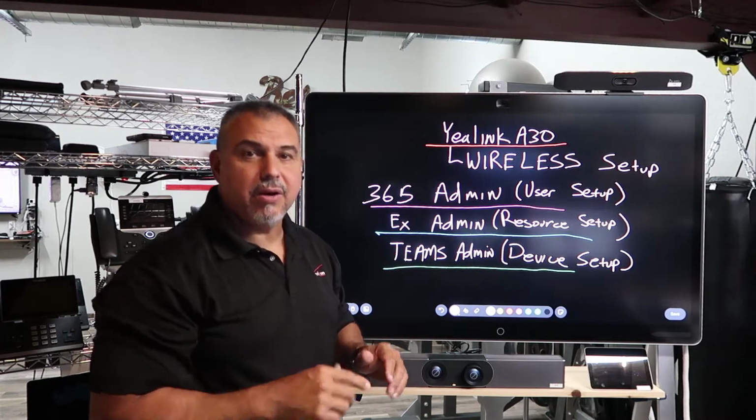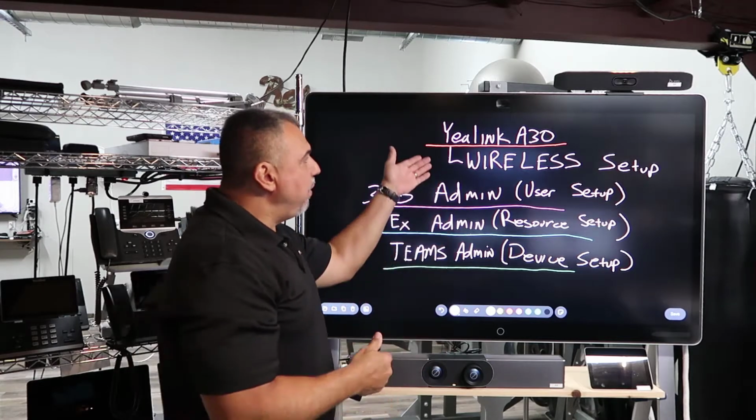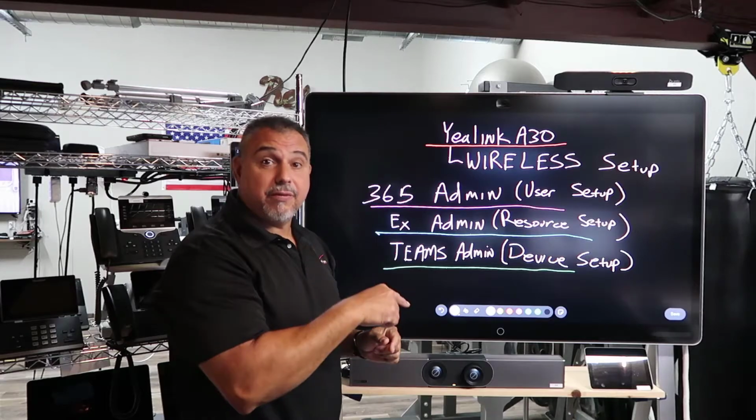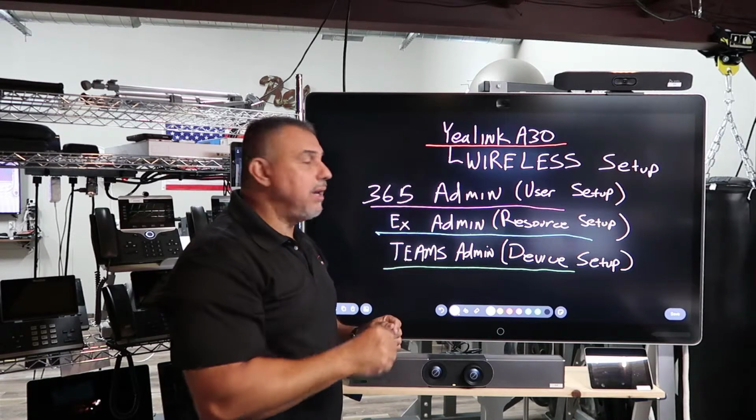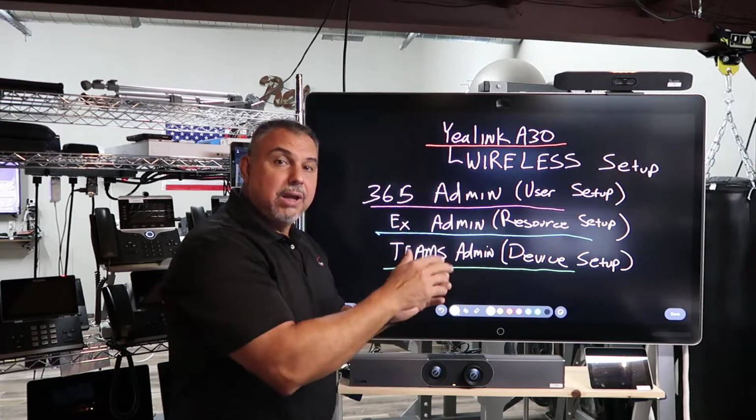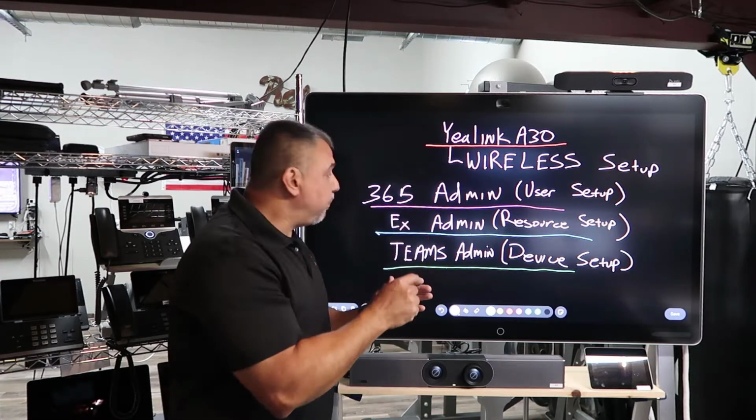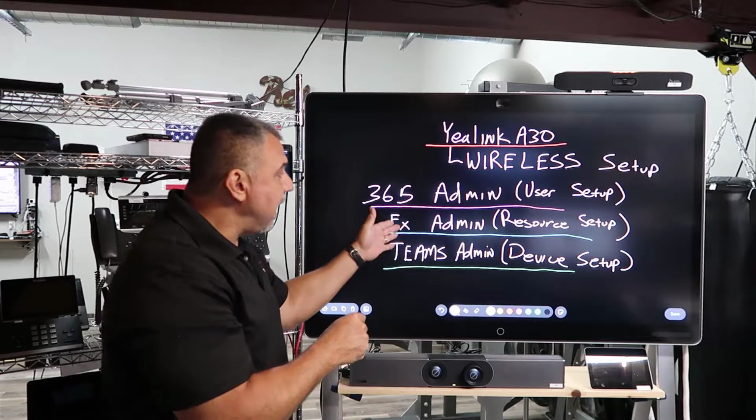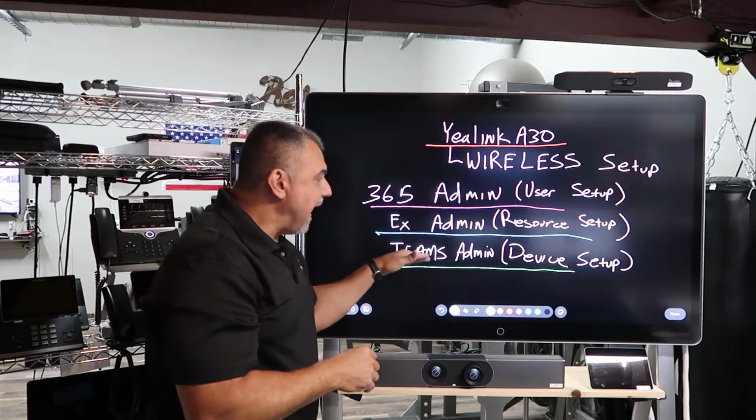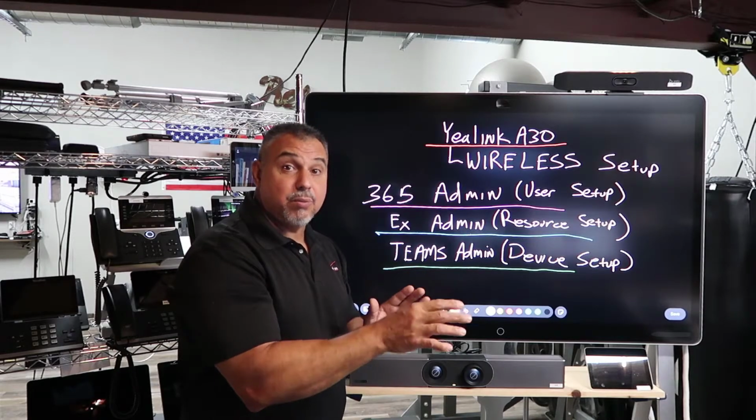What we're going to be doing here is what happens in the background, how we set it up from scratch, specifically the wireless setup. That's a little bit different than wired setup, and there's a little trickiness there. We're going to look at the 365 admin user setup and what licenses we need to put on that particular user. We're going to look at the Exchange admin resource setup, and then we're going to look at the Teams admin device setup and configuration profiles.